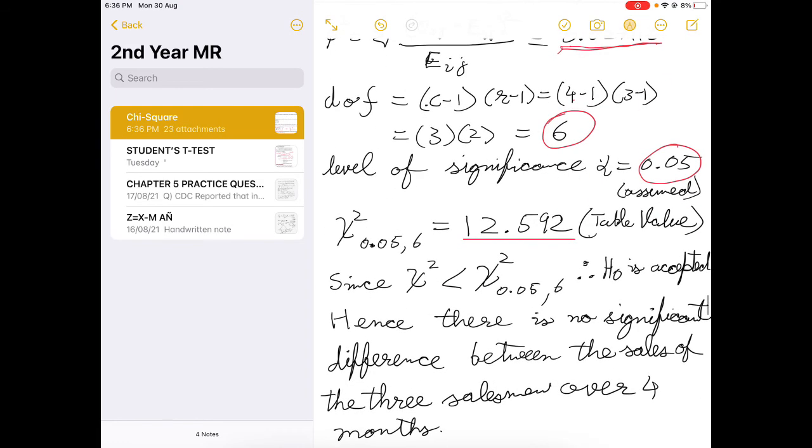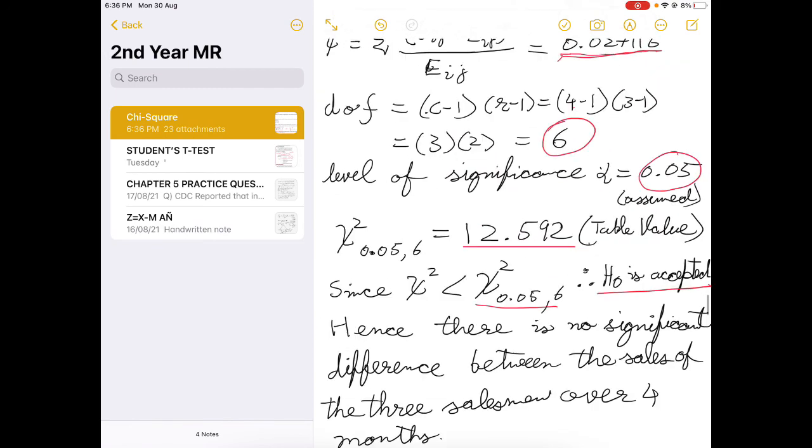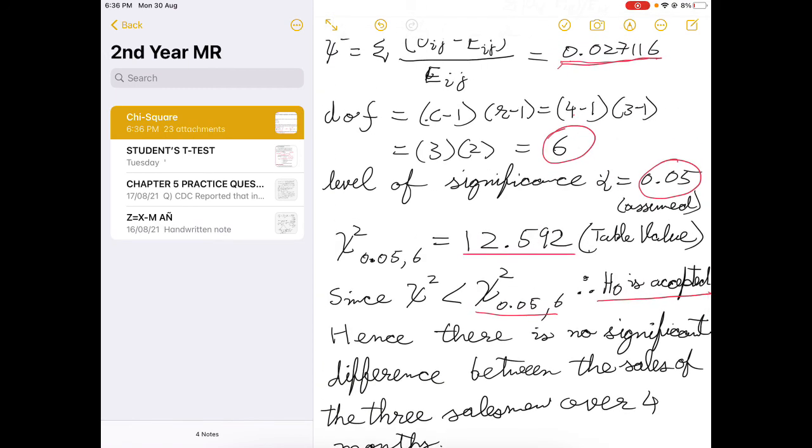Now that means the calculated value is less than the table value, and that means we have to accept the null hypothesis. So there is no significant difference between the sales of the 3 salesmen over 4 months. So using this similar method, please solve the rest of the example questions which are given to you.